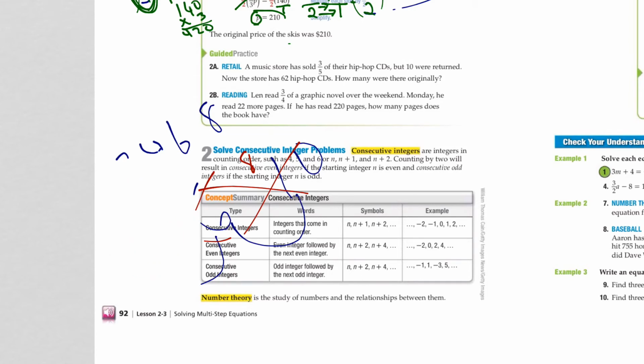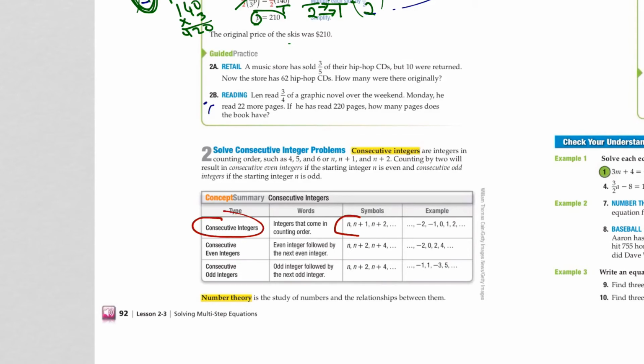Okay? So, what ends up happening here is we're going to be solving for consecutive integers. And they tell you something. They give you this chart right here, which is my cheat sheet. It's very important. And it's going to tell me when I read these numbers, I use this equation. So, when you see consecutive, your symbols are going to be n plus 1, n plus 2, and so on and so forth. It just depends how many you need. Right here, I would need 3.